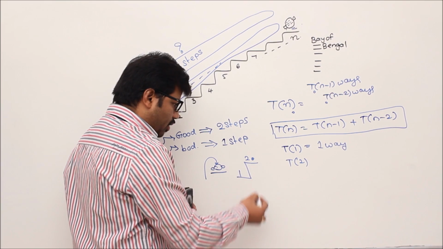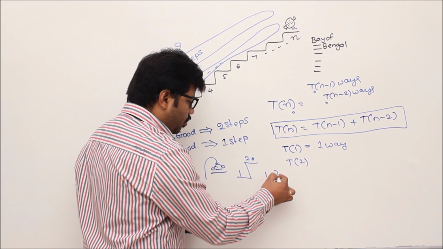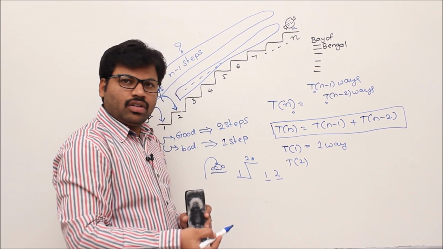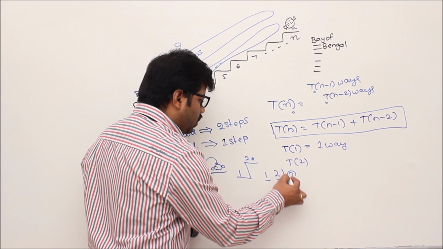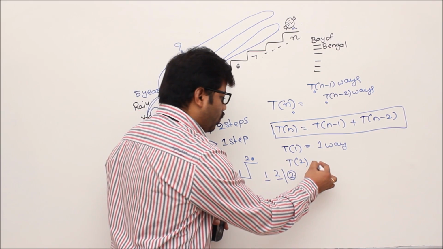I write all the possibilities. One is step 1, then step 2. Second one, directly to step number 2. These are the 2 possibilities. That's why T of 2 equals 2.